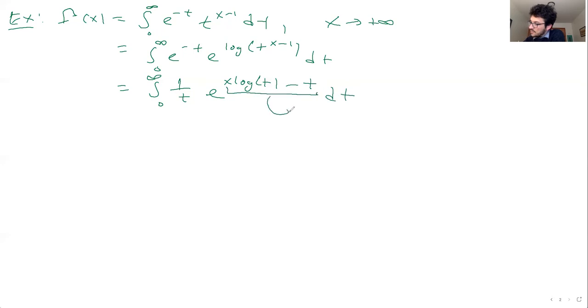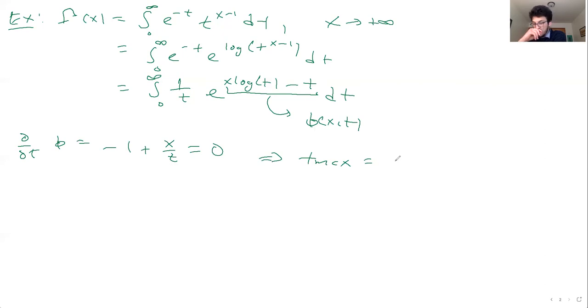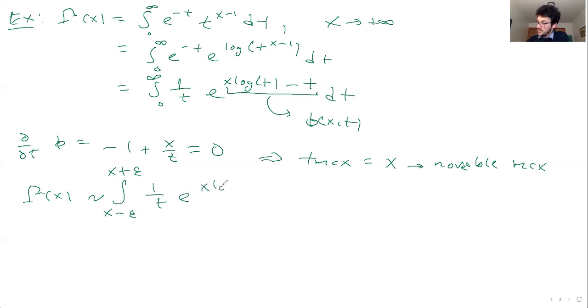So now we have this phi of x, t, which has a movable max, as we'll show. If I take the derivative of phi, I get minus 1 plus x over t equals 0. T max is going to equal x in this case. So it's a movable max. And so we'd really like to approximate to leading order the integral from x minus epsilon up to x plus epsilon of 1 over t, e to the x log t minus t dt.